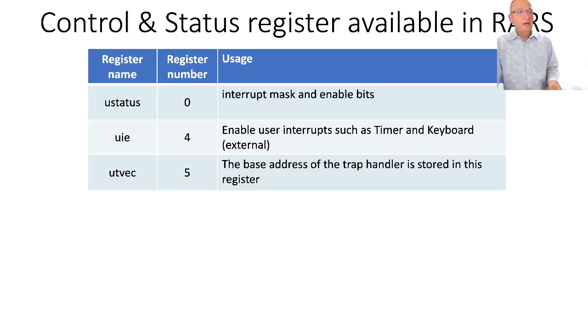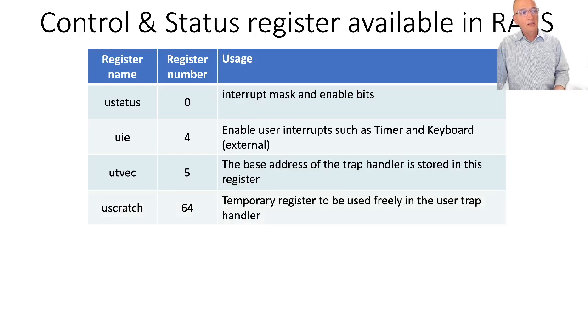Next, we have the UTVEC, that's the base address of the trap handler, and this base address is stored in this register. So this is the address where I'm going to go to when an exception happens, and that's the address where your exception handler will be sitting when you create an exception handler in RISC V. Then I have the U scratch register. That is a temporary register that can be used freely by the user trap handler, and we're going to see that this temporary register U scratch will be very useful for us when we implement our exception handler.